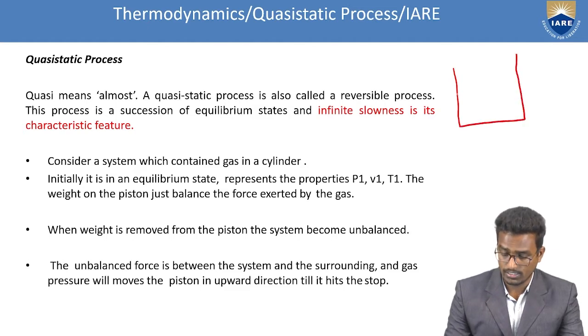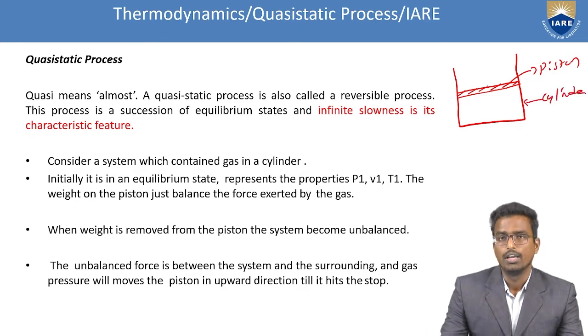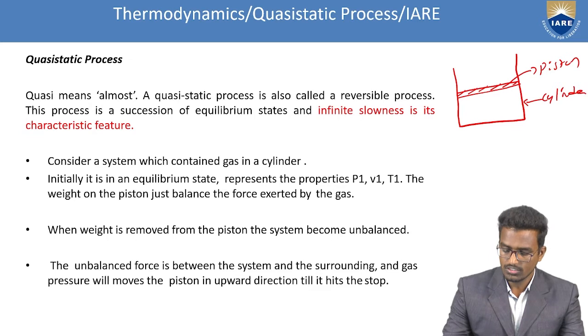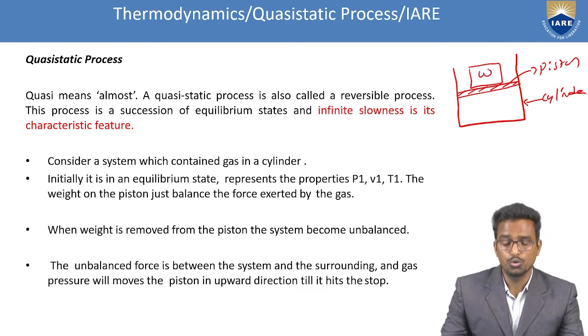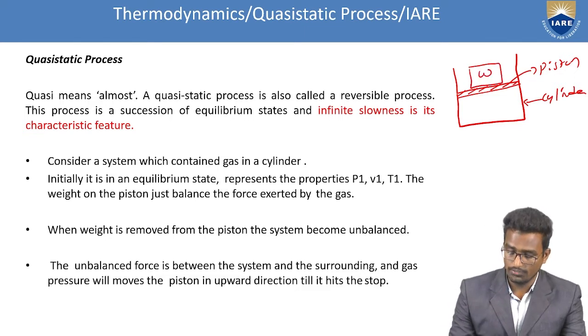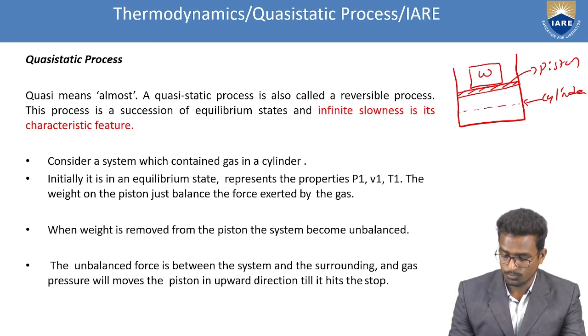Assume this is a piston, this is a cylinder. In this piston and cylinder, I am keeping some amount of weight here. So due to that weight, what happened? If it is initially at this position, it reaches this position.